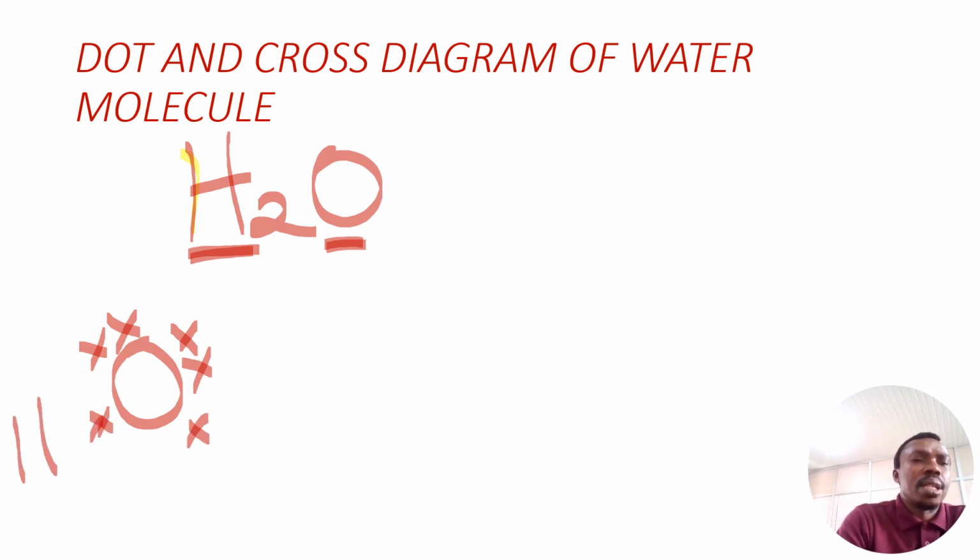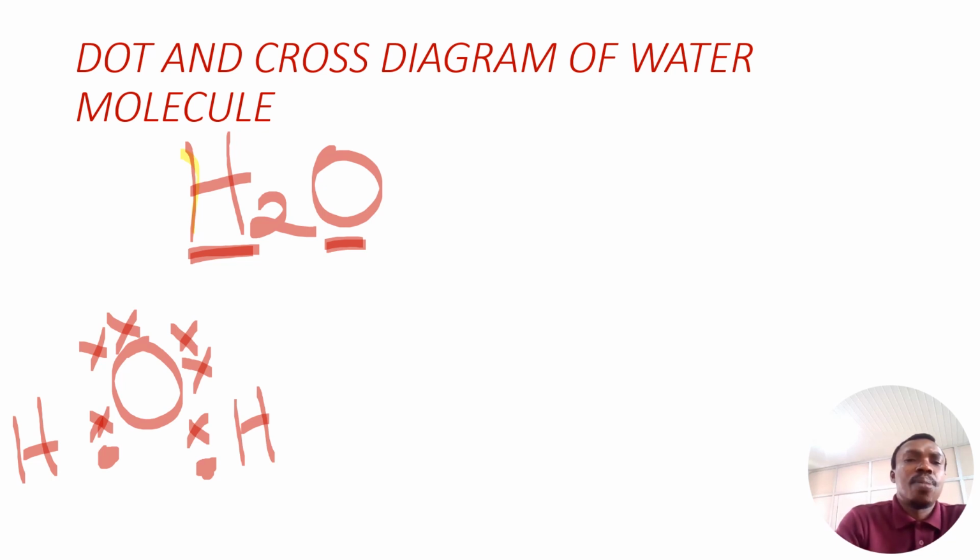So hydrogen will come and share. Use the dot to represent hydrogen. Hydrogen will share. So you can see each of the atoms has attained its noble gas configuration. Hydrogen has attained its duplet state, 1, 2. Oxygen has attained its octet state, 1, 2, 3, 4, 5, 6, 7, 8.